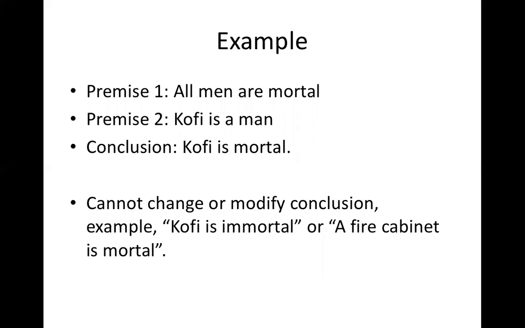For example, all men are mortal. Kofi is a man, therefore Kofi is mortal. Now, if you say all men are mortal, and you also say Kofi is a man, you have no choice but to say that Kofi is mortal. You cannot change the conclusion. You can't replace the conclusion with another conclusion. You cannot, for instance, say Kofi is immortal or a fire cabinet is mortal.